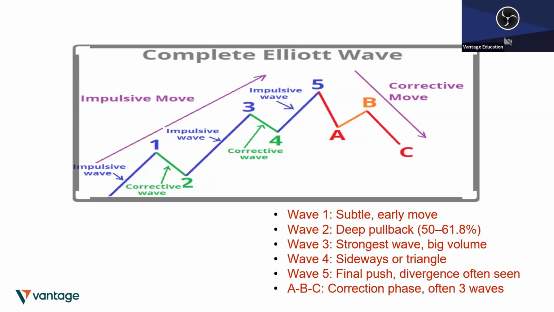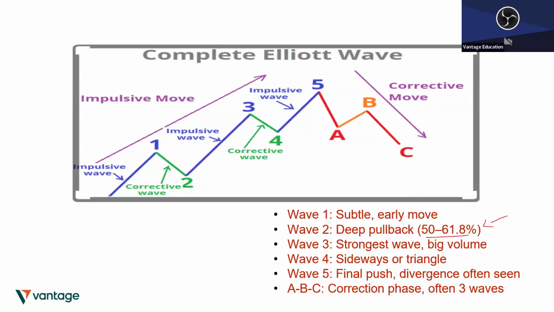Okay, so the complete Elliott wave is basically impulse followed by correction. This alone should be a wave 1, followed by a wave 2, and then you start with a wave 3. Wave 1 is usually subtle and it is the early move. We don't usually trade wave 1 because it's hard to spot. You don't know if wave 1 has already started. Wave 2 is the deep pullback. It usually pulls back to at least 50% or 61.8%.